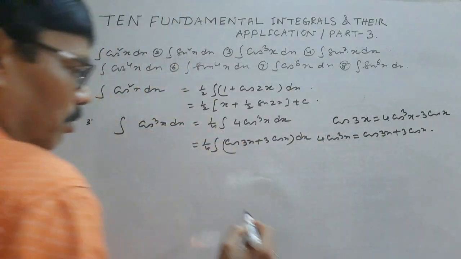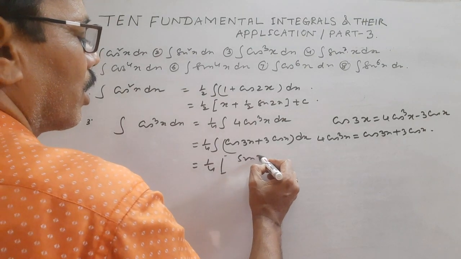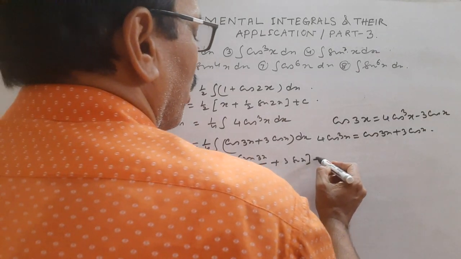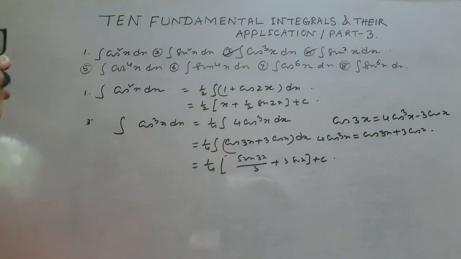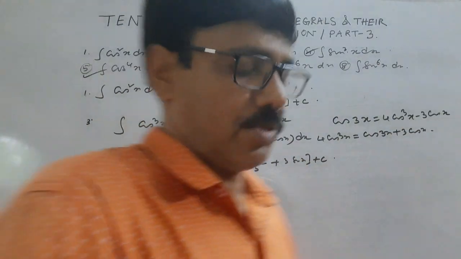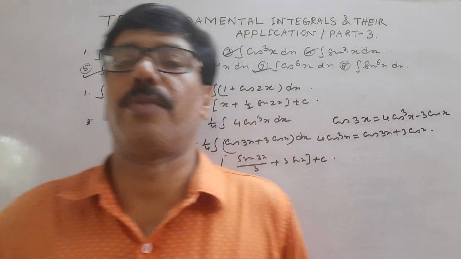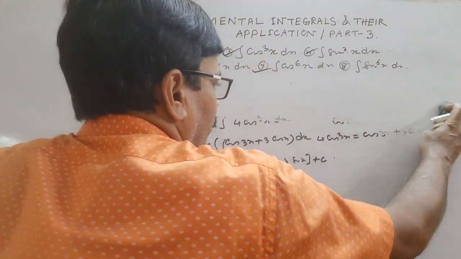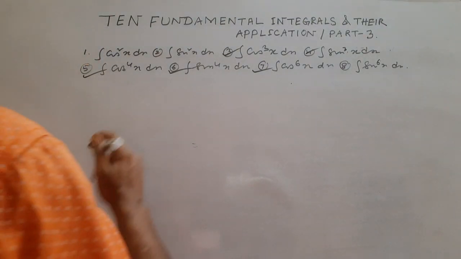These are simple, only based on trigonometry. Sin 3x by 3 plus 3 sin x plus c. So similarly, you consider 5, 6, 7, 8, they are of the same type. You have to express it in terms of multiple angles. So take any one of them.